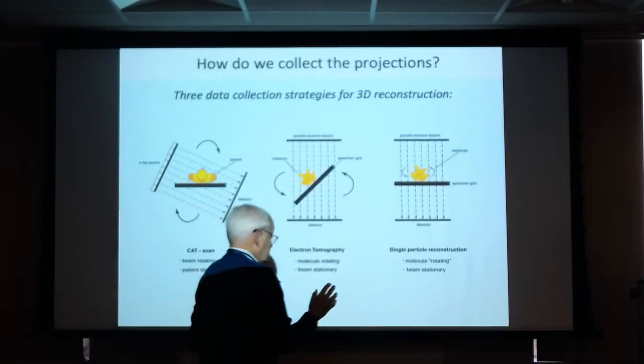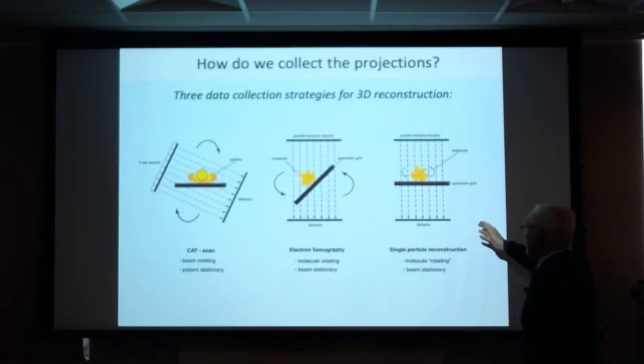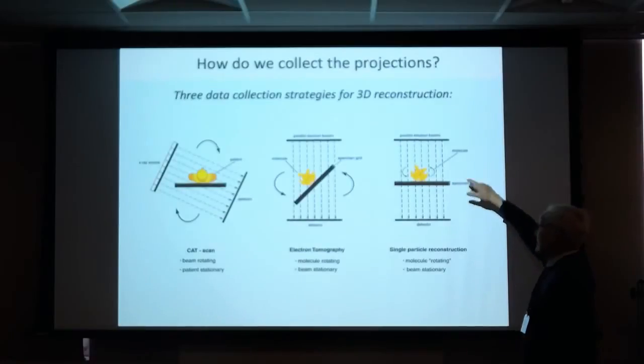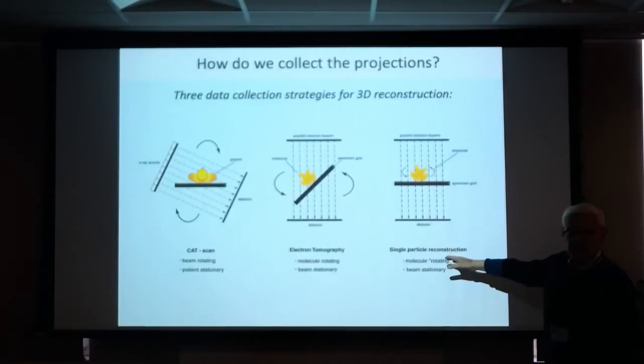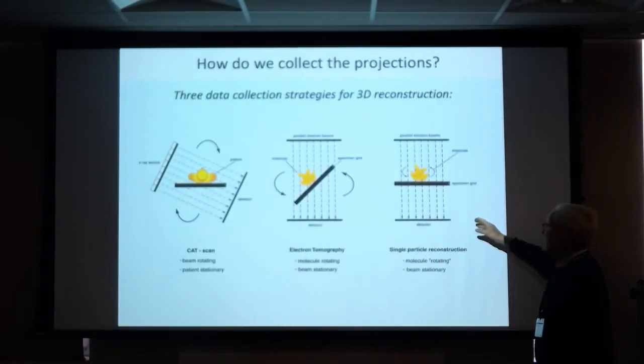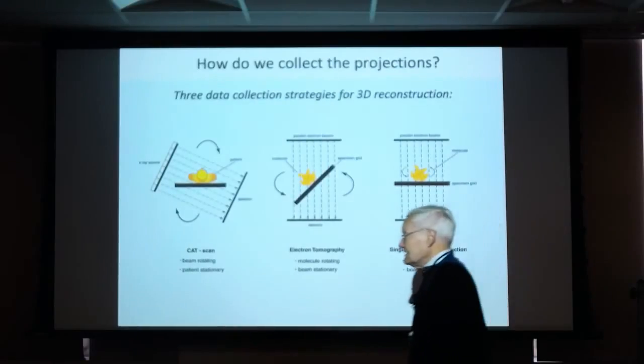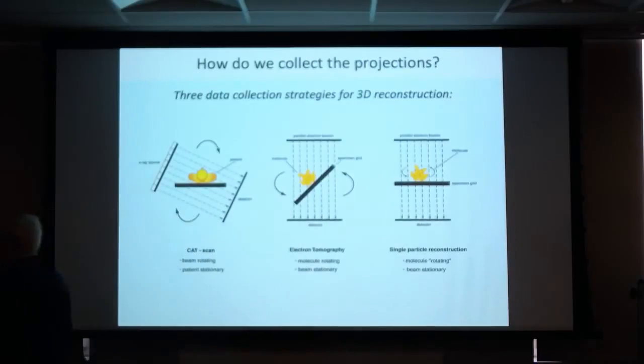Single particle reconstruction, for comparison, is where the molecule is in any orientation, because we have thousands, we have millions of them, and they're all in all kinds of random orientations. So we don't actually have to tilt, and we again have parallel electron beams, and we have to collect and make sense of what we wind up with.